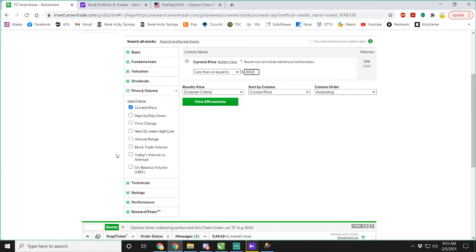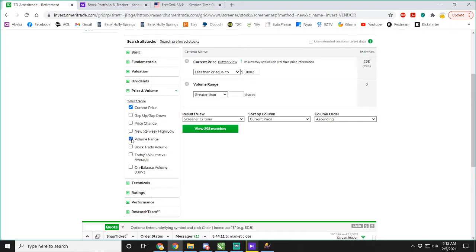Then we're going to go to volume, which is the volume range right here. And just to make sure these are active stocks, we're going to say greater than 5 million shares. This gives us, for today, a total of 15 matches. We're going to view those matches now.